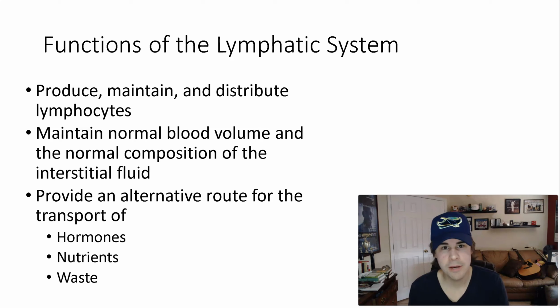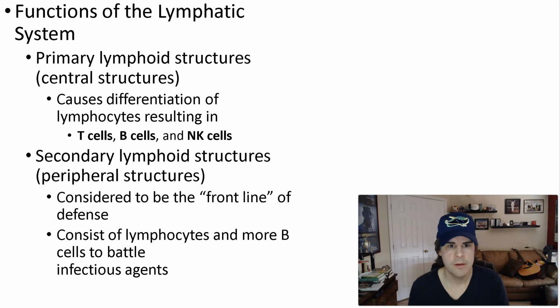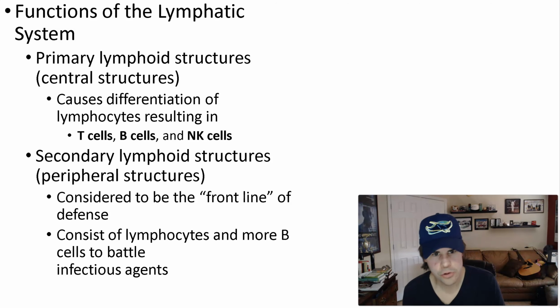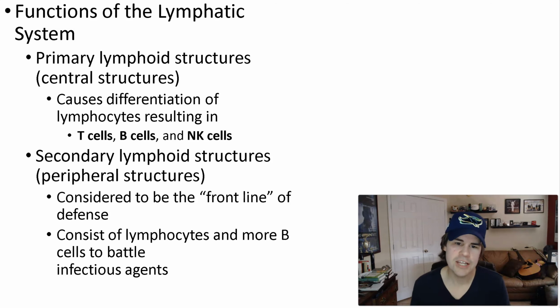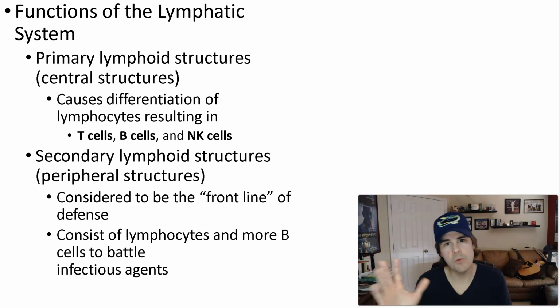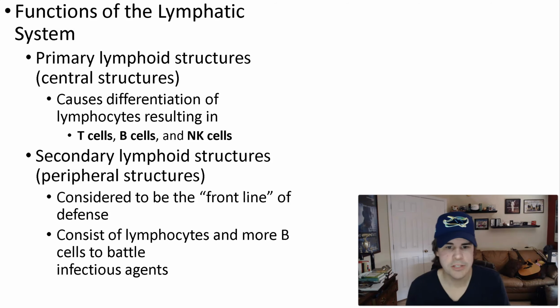We briefly talked about hormones, endocrine system, nutrients, and waste. The functions also include causing the differentiation of lymphocytes. Differentiation means specialization. A lot of you are studying to become specific things, or you're trying to figure that out. But cells undergo a development where they become specialized. And so T cells and B cells and natural killer cells.